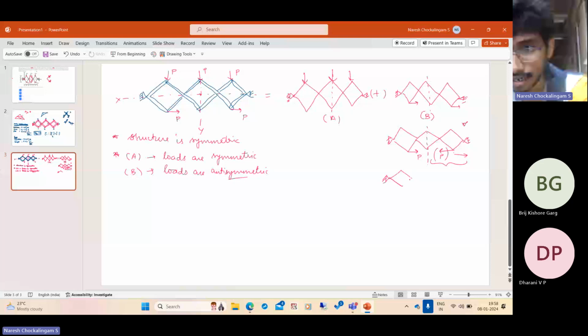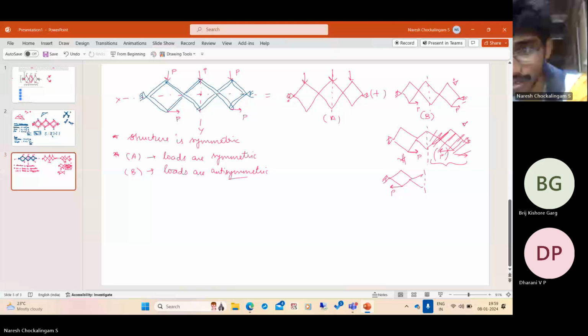This is not the case. The given case is this. So if I look from the back side of the structure, you have a P directed towards the support. So if you look at this half and this half, everything is the same, except that the load alone is reversed. And at your line of symmetry, you're replacing this structure with this structure.